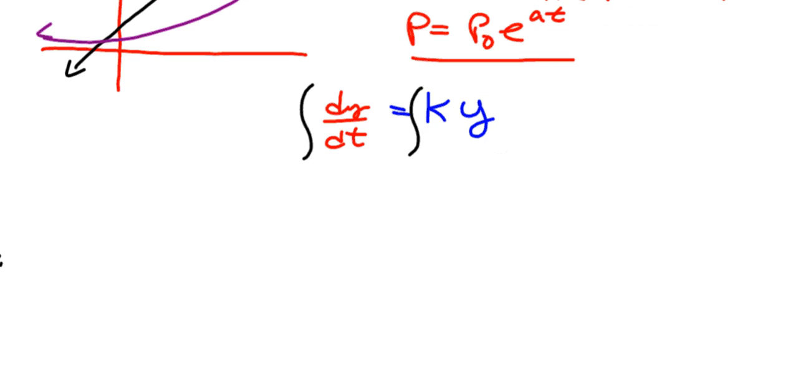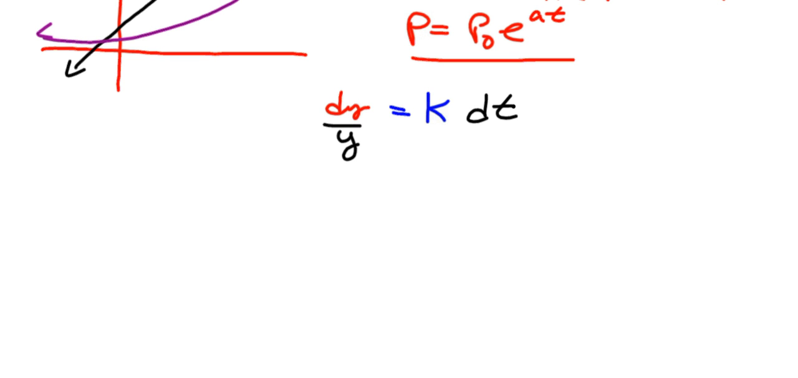So if I take the antiderivative of both sides, and I can't, I did that too soon, sorry, hold on. What I would do is I have to separate the variables. So I'm going to multiply both sides by dt, and then divide both sides by y. Okay, now I have it separable.